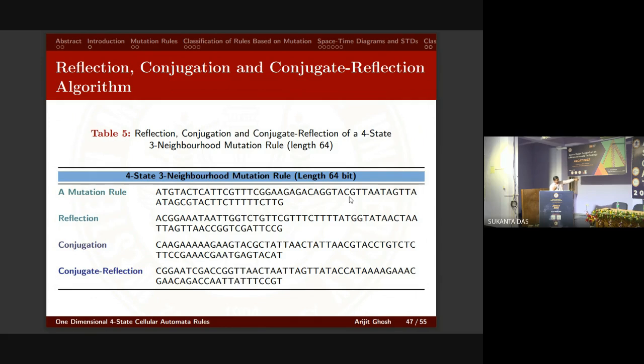Similarly, the conjugate reflection rule can be obtained by reversing the reflection rule and then taking its complement. We'll get the conjugate reflection rule of the given mutation rule.